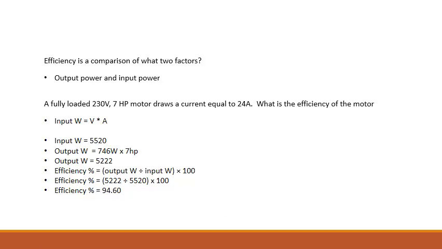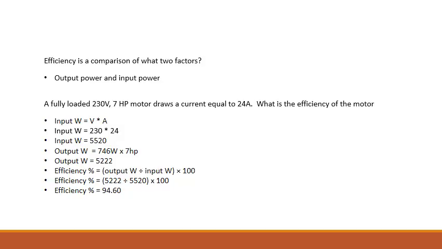A fully loaded 230 volt 7 horsepower motor draws a current equal to 24 amps. What is the efficiency of this motor? We'll take a few steps to find this out. We lay it out as input watts equals voltage times amps, which in this case is 230 volts times 24 amps, which is 5,520 watts. To figure out the output watts, we know that 746 watts equals 1 horsepower. Multiply that by 7 horsepower gives you 5,222 watts.